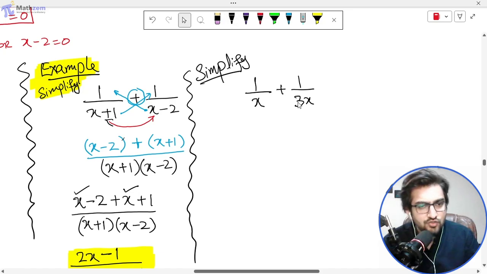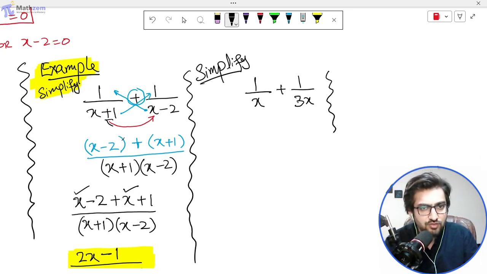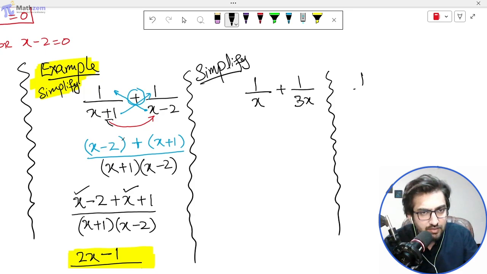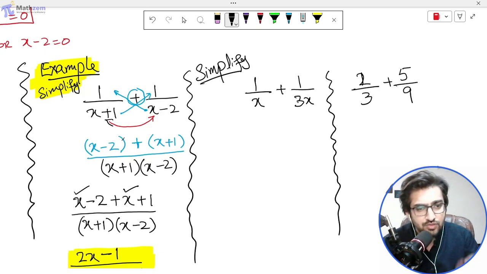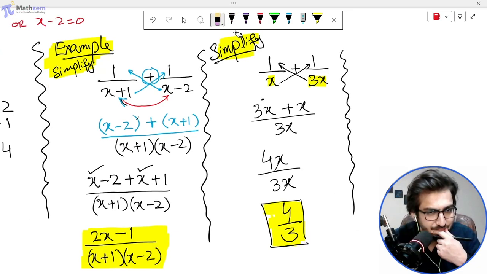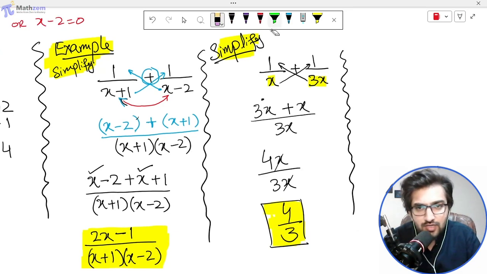Before solving this question, let me explain you a question which contain number. 2 divided by 3 plus 5 divided by 9. Let's solve this question together first. This is what we did in section number 1. Alright, so now let's simplify this question.